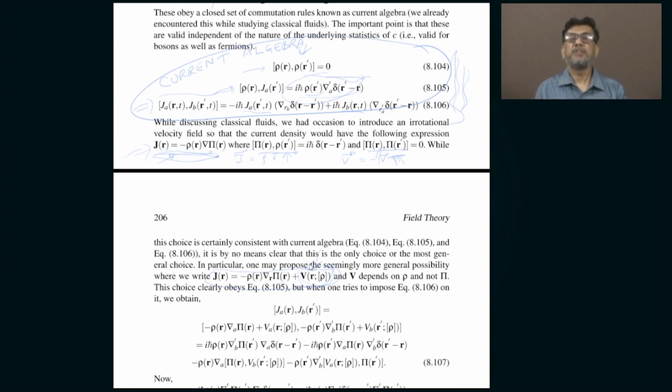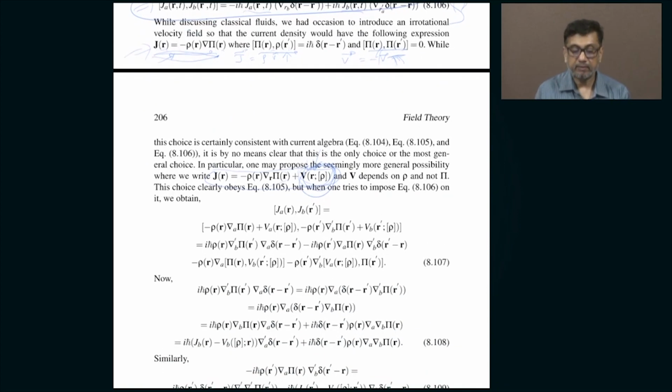So, in other words, v had better not involve pi, because if v involves pi, its commutator with rho is not going to be 0. So, v commutator pi is necessarily not 0, and rho commutator v will not be 0 if v involves pi. Therefore, v should not involve pi. So, the worst case is that v can only involve rho, which is why I have written it this way.